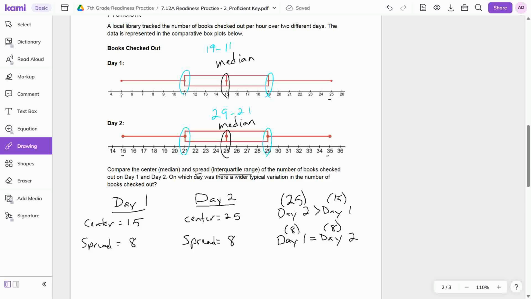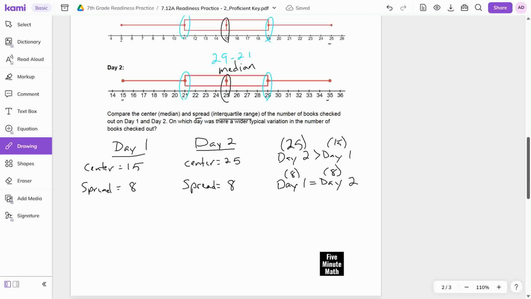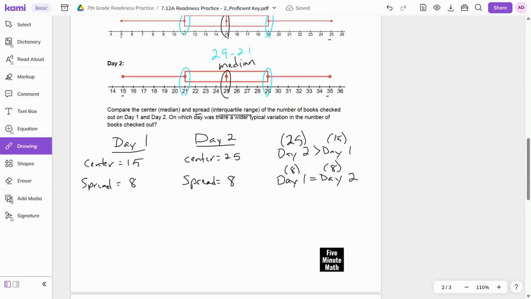So on which day is there a wider typical variation in the number of books checked out? And so we can say, to answer that last question, each day, typically. Now, when we say typically, we're saying that because we don't know every single day. We're talking about in general terms, in averages.